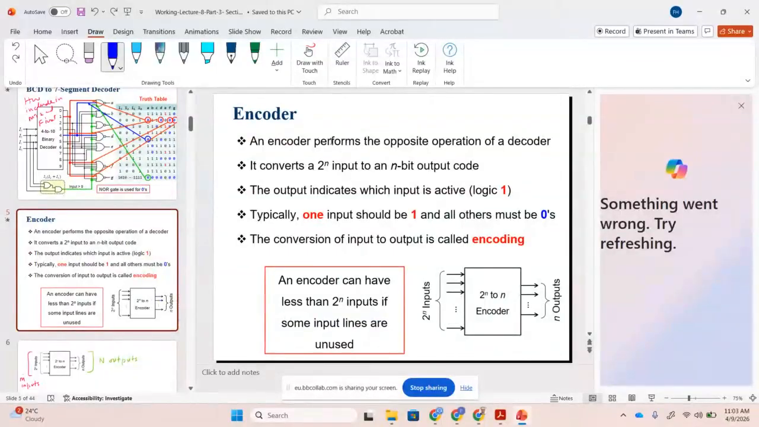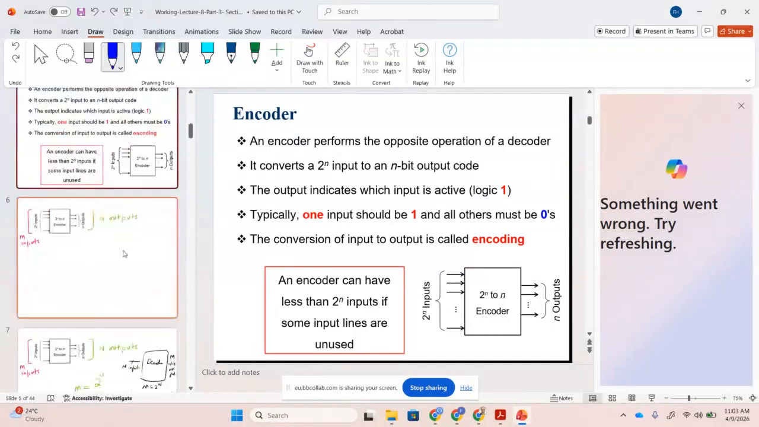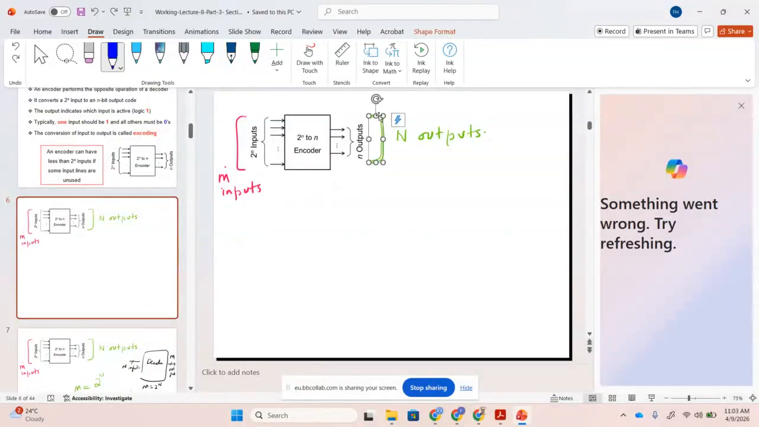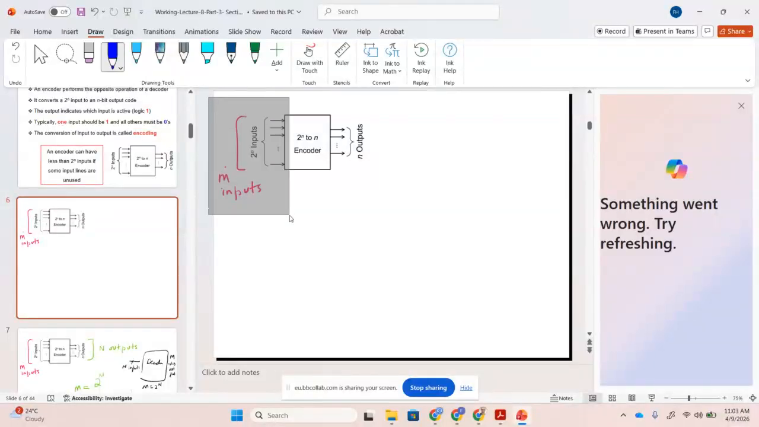What is an encoder? An encoder performs the opposite operation of a decoder. It converts inputs to outputs, and I will explain this with an example. Since it is the opposite of the decoder, let's assume we have an encoder here.